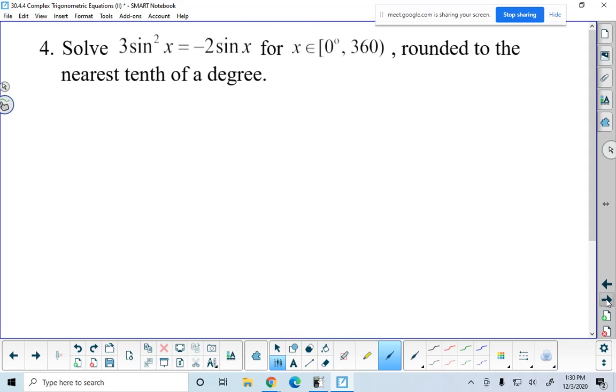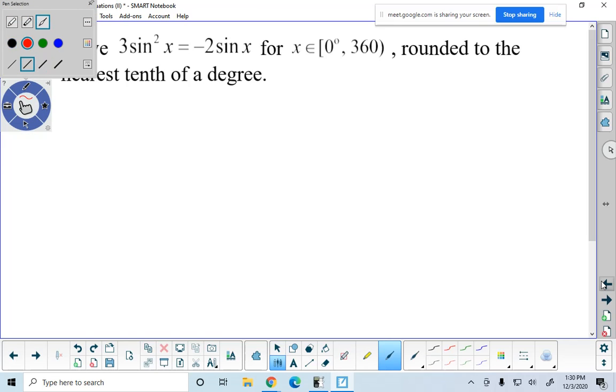Number 4. Okay, so wait a minute. Is number 4 quadratic? Yes, because it has a trigonometric that's squared. So we're going to zero the equation. And I get 3 sine squared of x plus 2 sine of x equals 0.